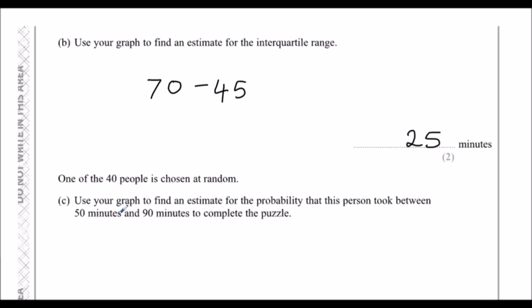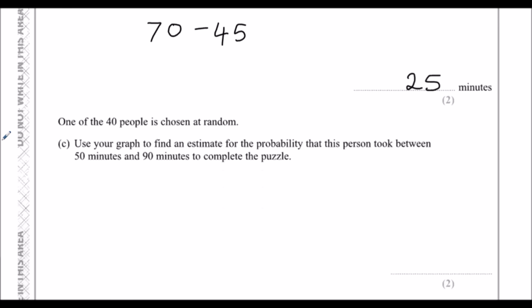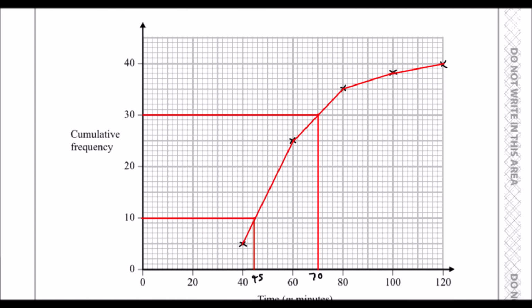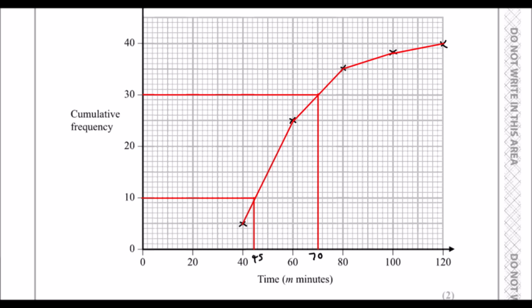One of the 40 people is chosen at random. Use your graph to find an estimate for the probability that this person took between 50 and 90 minutes to complete the puzzle. So between 50 and 90 minutes. So let's have a look. Between 50 and 90 minutes. 50 minutes is here, which seems to be 15, and 90 minutes up here.